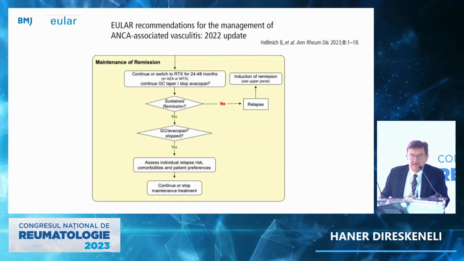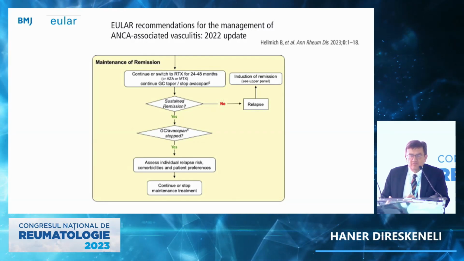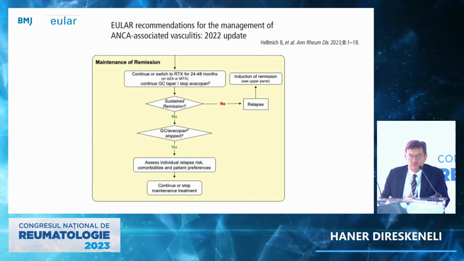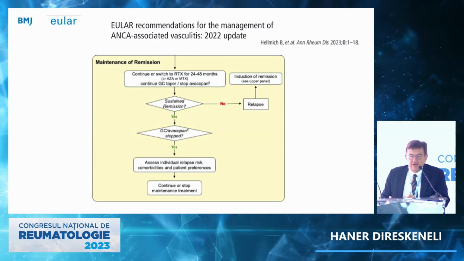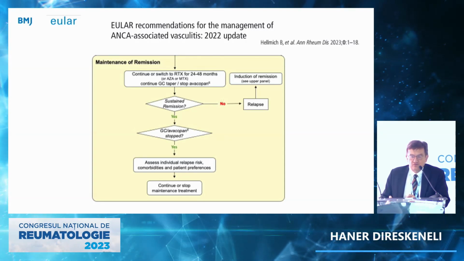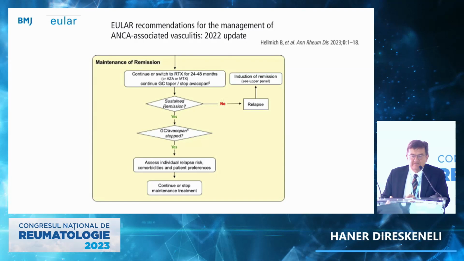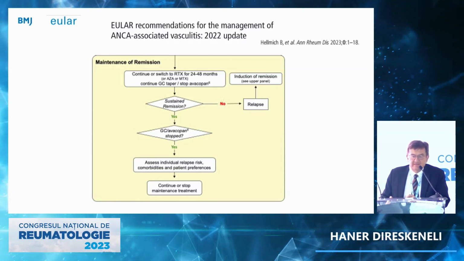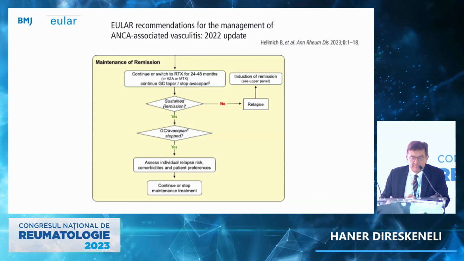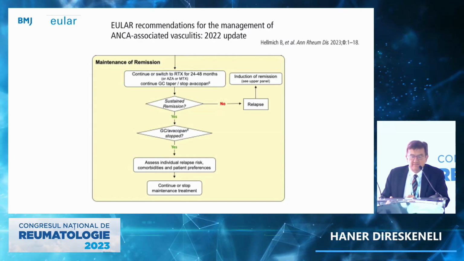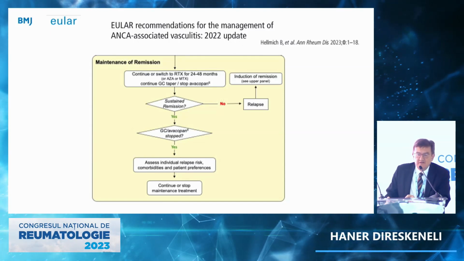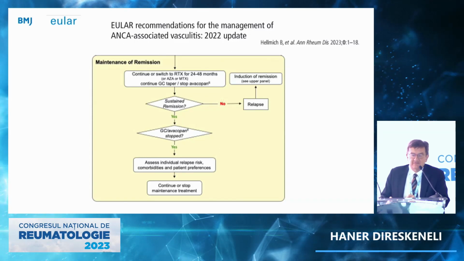This is the EULAR guideline suggesting that rituximab should be the first choice for up to 1 to 2 years, but azathioprine or methotrexate can be used. And then first glucocorticoids or avacopan is stopped, and then defining the individual relapse risk with comorbidities and the patient preference, we should decide on whether to continue or stop the maintenance treatment.